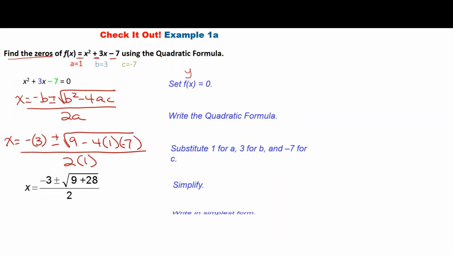So now we just have to simplify that a little bit further and write it in simplest form. So we have 9 plus 28 is 37. So this one's pretty easy. Negative 3 plus or minus the square root of 37, divided by 2.